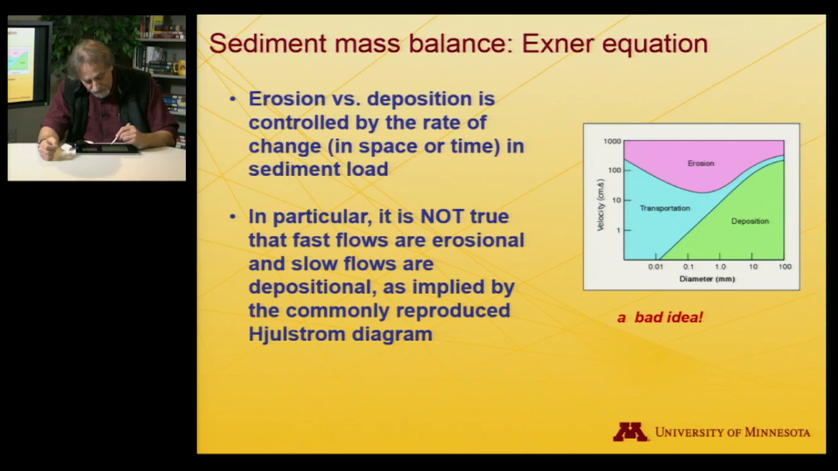And I put in for contrast this diagram over here, which is called the Hjulstrom diagram, which is quite misleading. It indicates for any given grain size of sediment that a faster-moving flow would be more erosive and a slower-moving flow would be depositional. That's simply not the case. So don't use the Hjulstrom diagram. It's very misleading, even though you still see it reproduced in textbooks.